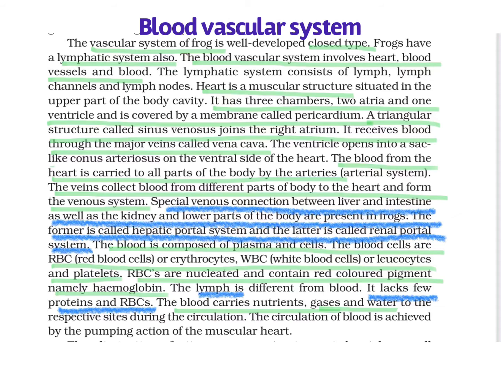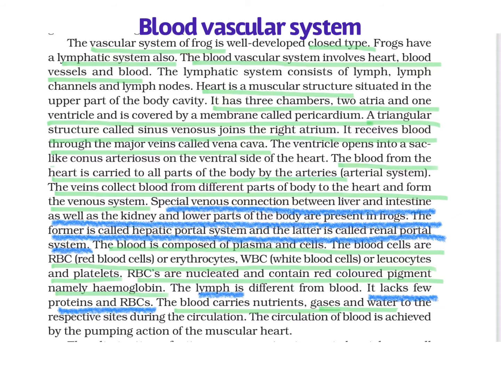Then if we talk about the blood, it is composed of plasma and cells. The blood cells are RBCs, that is red blood cells, which are also known as erythrocytes. Then another type is WBC, that is white blood cells, also known as leukocytes. And lastly, platelets, also known as thrombocytes.